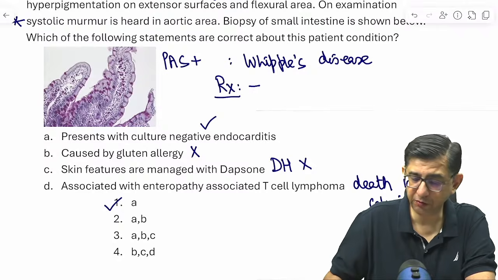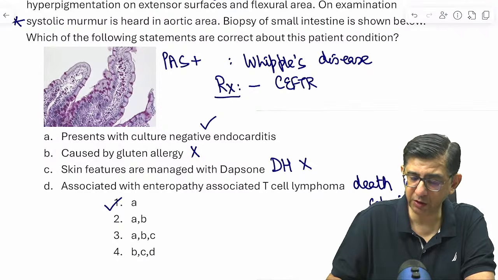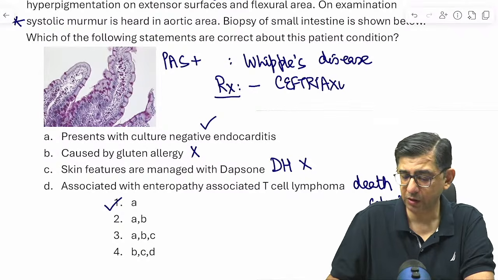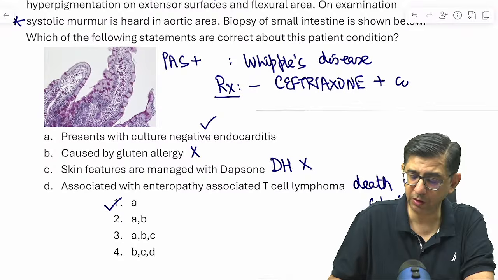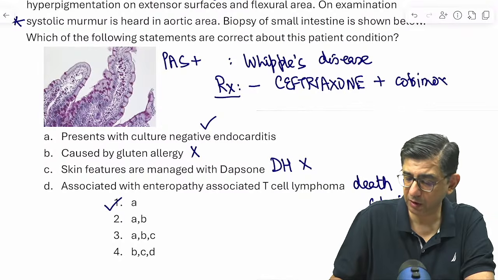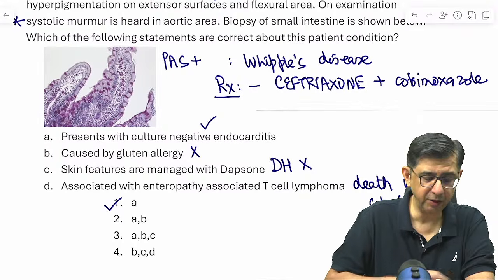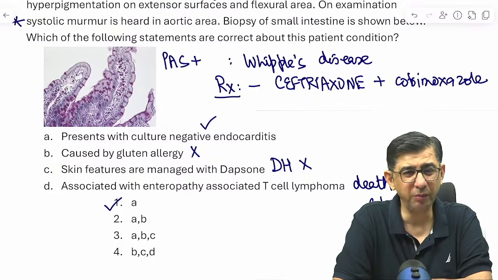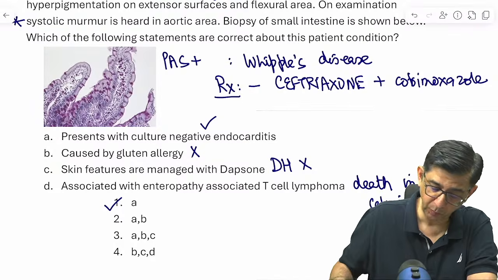Yeah. First we give ceftriaxone for 2 weeks, and then subsequently we give cotrimoxazole to the patient. So ceftriaxone and cotrimoxazole are the drugs that would be used for these patients. Yep, it is IV and then oral subsequently. The cotrimoxazole may be for 6 to 12 months.